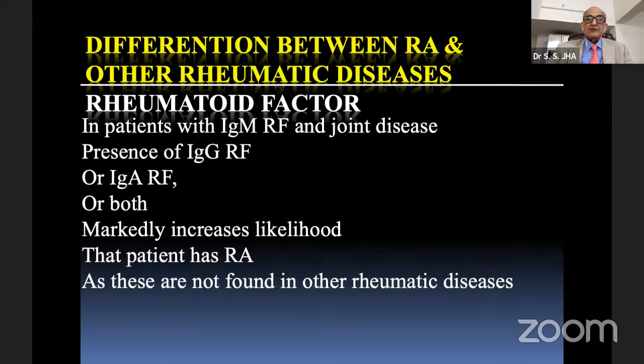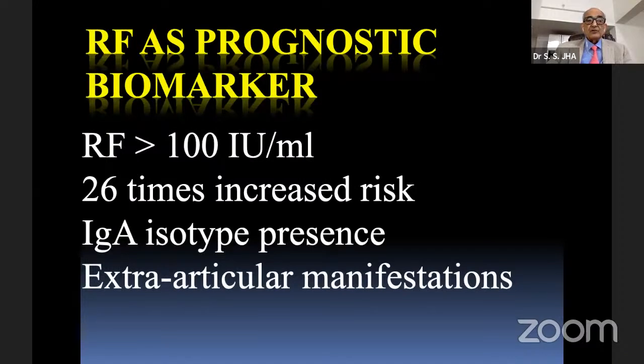Now, how do we differentiate between rheumatoid arthritis and other rheumatic diseases? As I have already told you, in patients with IgM rheumatoid factor and joint disease, presence of IgG-RF or IgA-RF or both markedly increases the likelihood that the patient has rheumatoid arthritis, and they are not to be found in other rheumatic diseases. So this one thing must be very clear. Now, how does it work as a prognostic biomarker? If the value of rheumatoid factor is more than 100 international units per ml, it is a 26 times increased risk. If IgA isotype is present, extra-articular manifestations will be there.